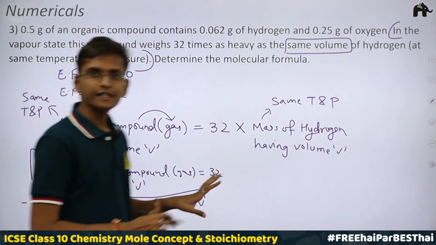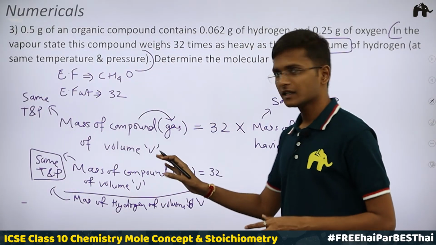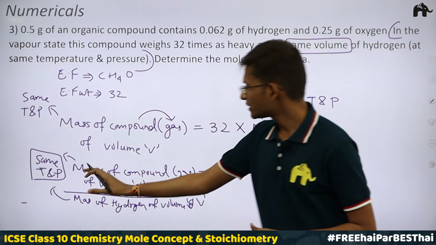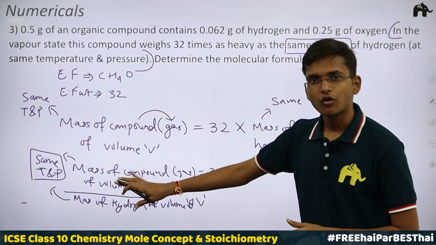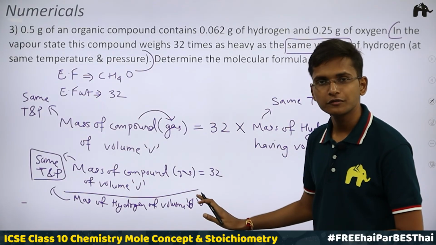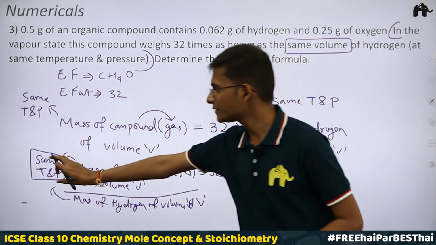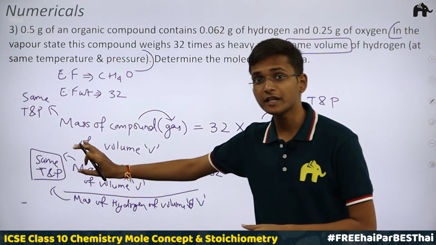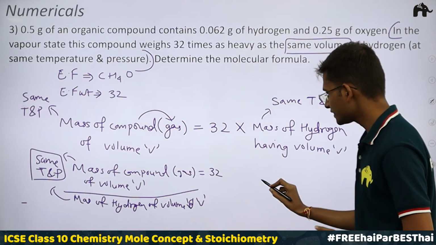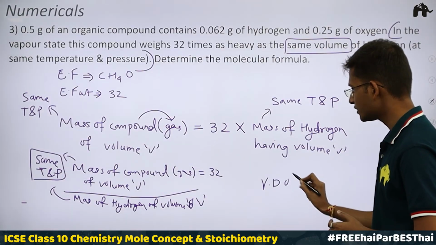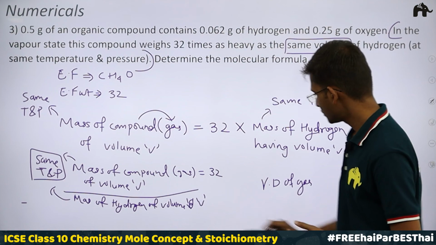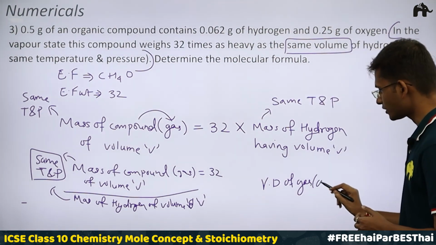Now can you just identify this relationship? We have studied the mathematical expression of vapor density. It was the mass of the gas of volume V divided by the mass of hydrogen of volume V, and both these masses are at the same temperature and pressure, and this was equal to the vapor density of the gas. So this term is entirely the vapor density of the gas, and this gas is actually our compound. So I'm just writing vapor density of this compound.